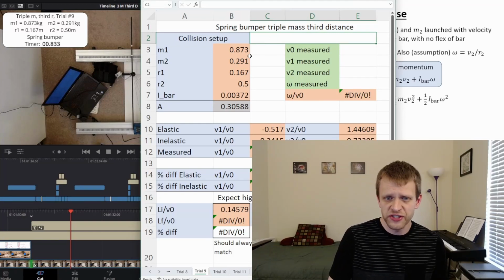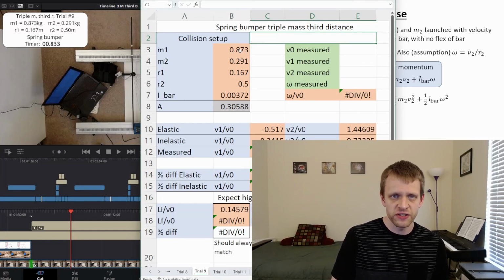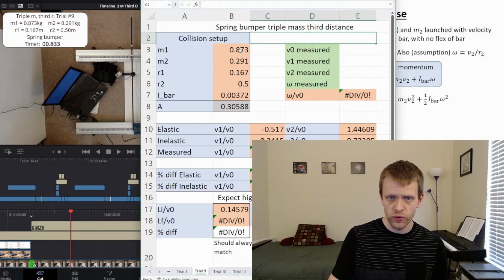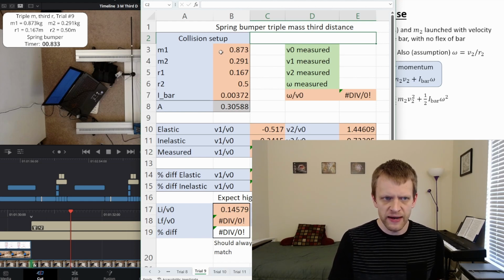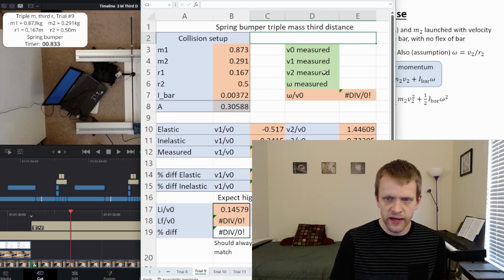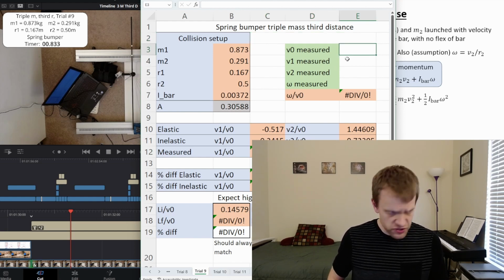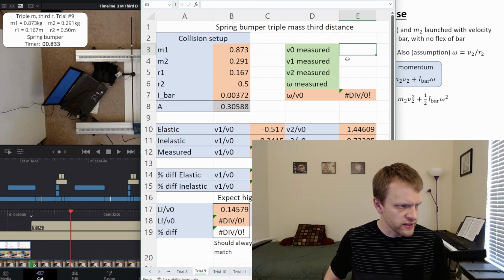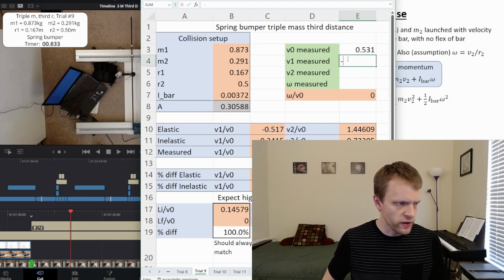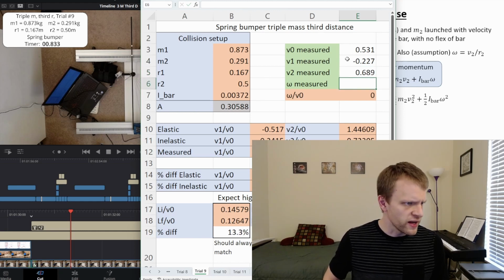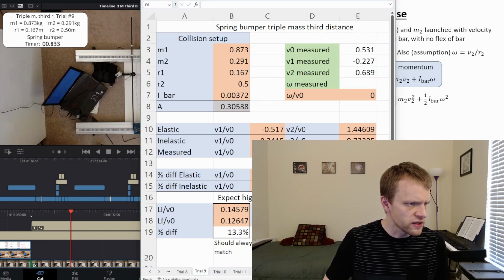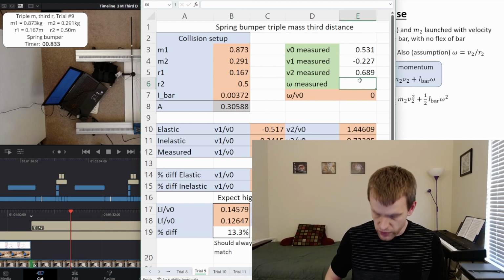Okay, so for this next set, we've got triple the mass at a third the distance, 2 with springs and 2 with clay bumpers. So we've got mass 1, mass 2, R1, R2, moment of inertia of the bar, and let's just jump right into looking at some of these cases. So trial 9, the velocity before the collision was 0.531, velocity 1 after was negative 0.227, velocity 2 after is 0.689, and the angular velocity that I measured in that case was 1.16.